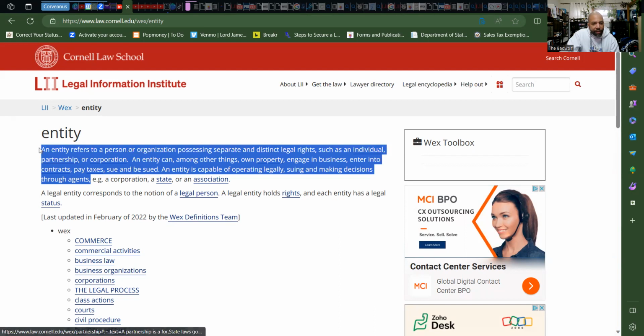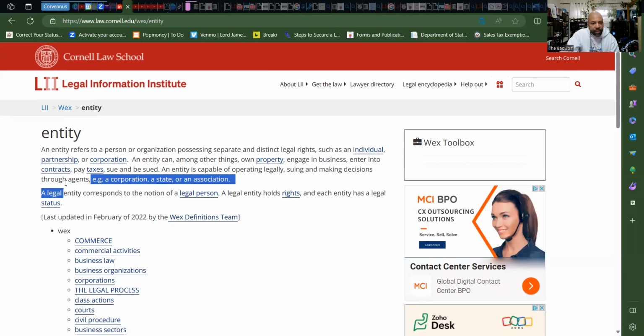So all this double talk that's set up here that makes it sound like this is you, it still comes down to here. And making decisions through an agent. A legal entity corresponds to the notion of a legal person that holds rights, and each entity has a legal status. I don't see anything in here where it said a living being.